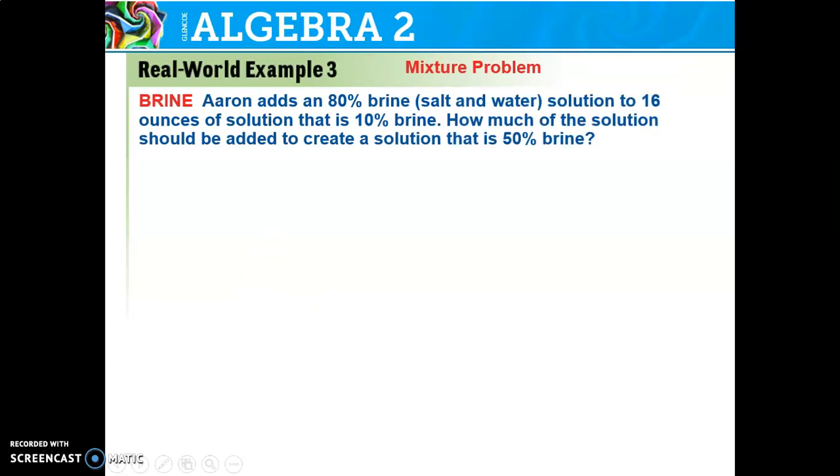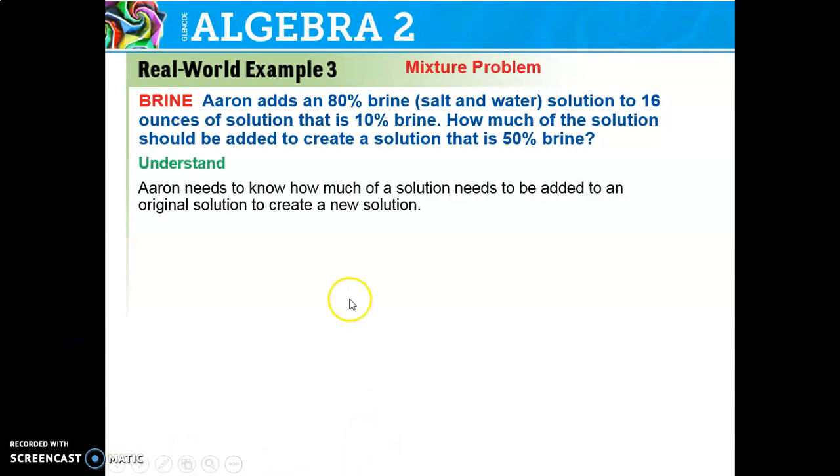Okay, so there's a couple of real-world problems here. I'm going to zip through these pretty quickly. I'm not sure that there are really a lot of them in your packet, but you can pause and review or use your book for support if you need to. Aaron adds an 80% brine, which is salt and water solution, to 16 ounces of solution that is 10% brine. How much of the solution should be created to create a solution that is 50% brine?